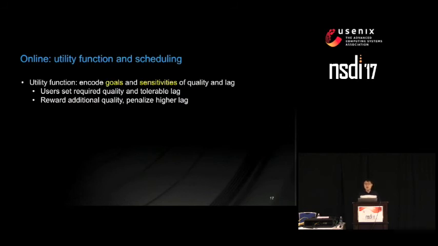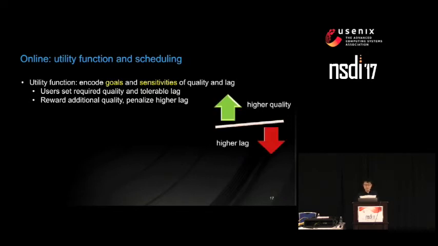To deal with various requirements of quality and lag of video queries, we use a utility function to encode the goals and sensitivities of quality and lag. We let users set the minimum required quality and their maximum tolerable lag. The utility function is a weighted combination of achieved quality and lag. It rewards additional quality above the minimum quality goal, and it also penalizes additional lag that is longer than the maximum tolerable lag.